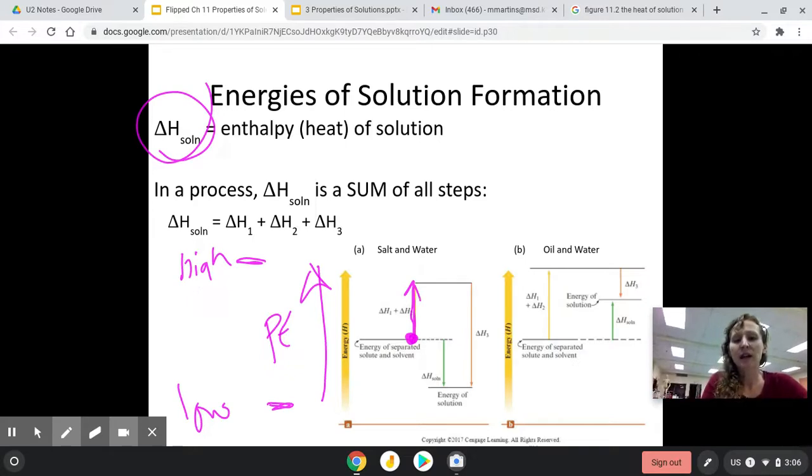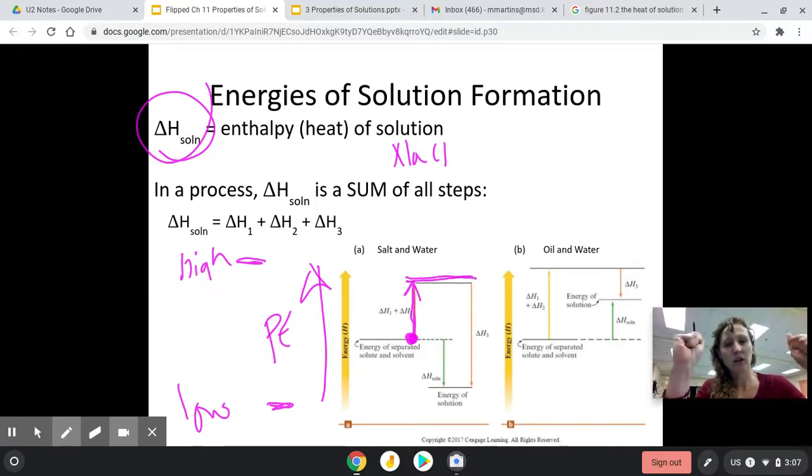So if we think of NaCl, first of all, the Na and the Cl have to be pulled apart from each other. That's breaking a bond, an ionic bond. So heat has to be put in to break that bond. And then the Na and the Cl separate from each other are at a very high potential energy until they interact with the water. And that's this arrow right here.